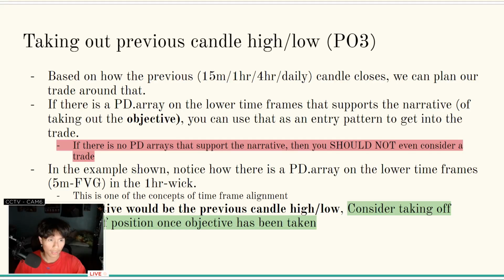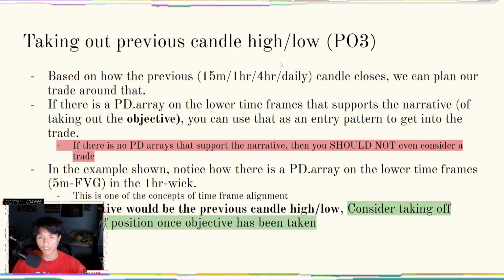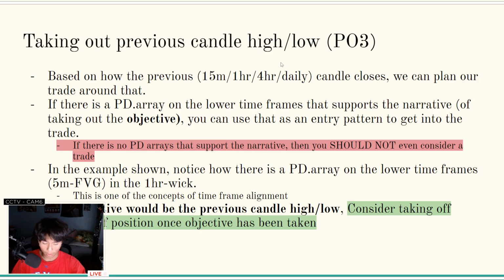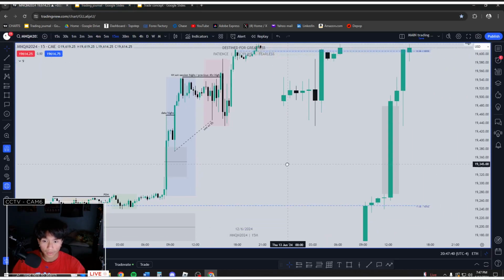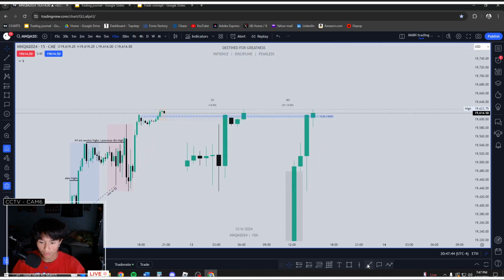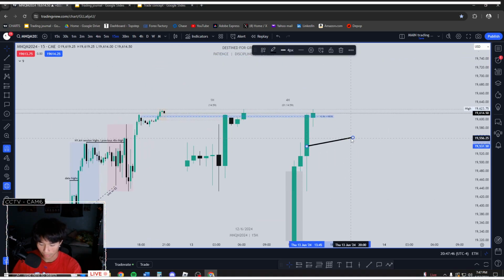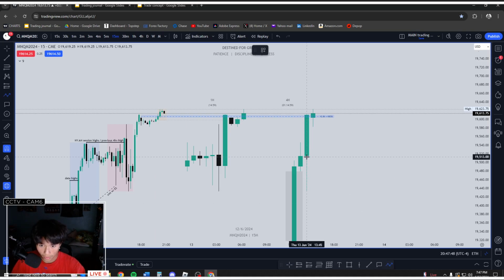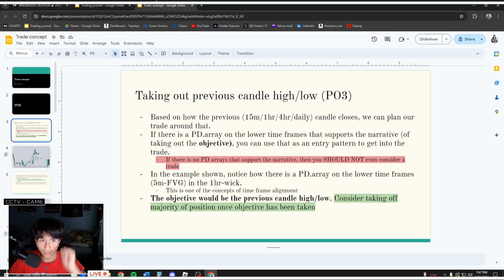So, power of 3. Taking out previous candle high and low, power of 3. Power of 3 is basically the open, low, high, close candle. If it's a green candle like this one right here, we open, create the low, create the high, and close. That's basically what power of 3 is, in simple terms.